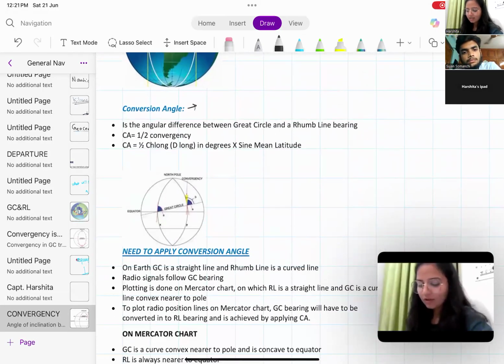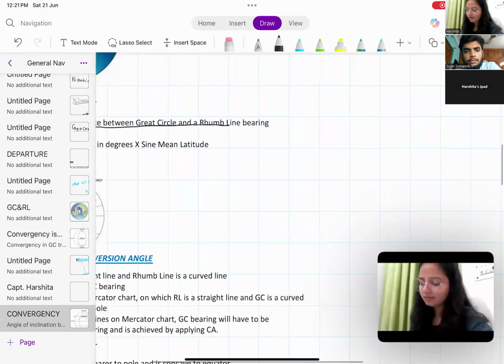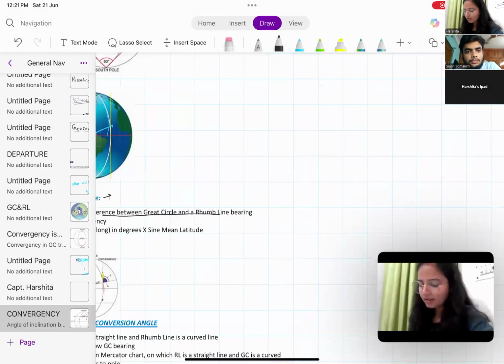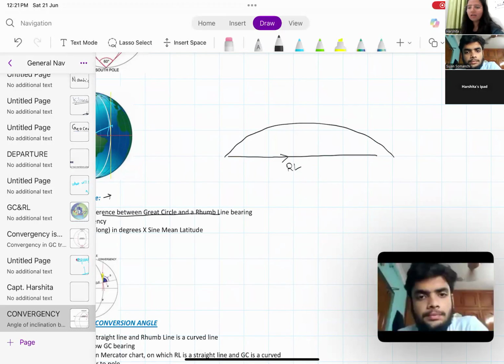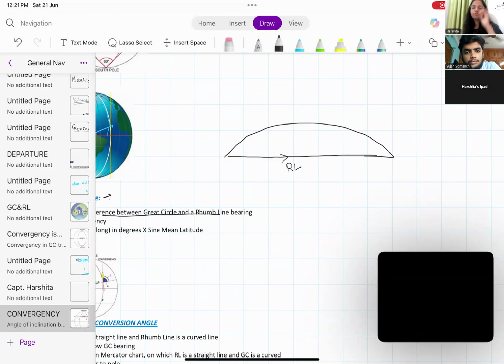Now, conversion angle is the angular difference between a great circle and the rhumb line. What does this mean? Yesterday, we saw in the Northern Hemisphere, great circle would be a curved line, and straight lines are the rhumb lines. This is the diagram we drew last time.